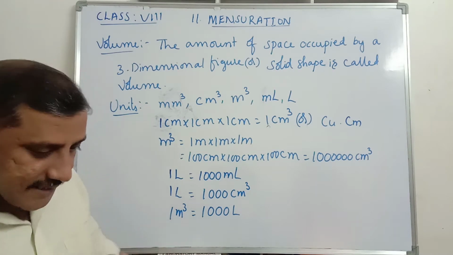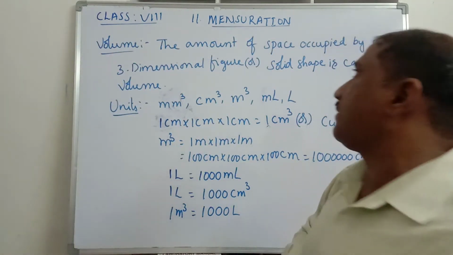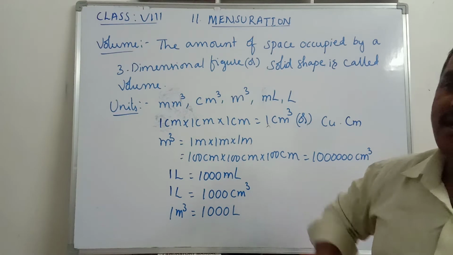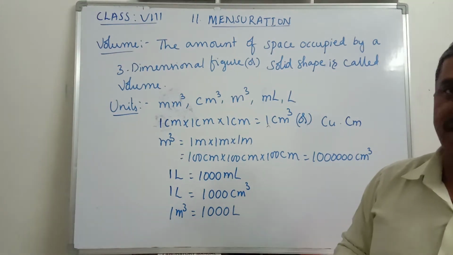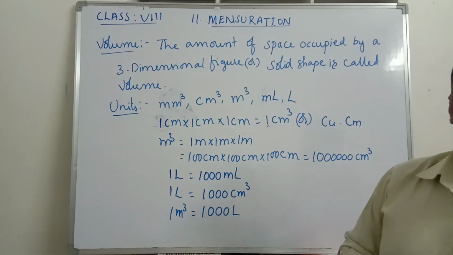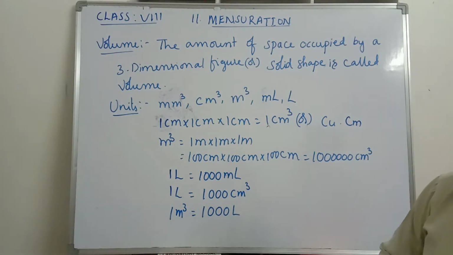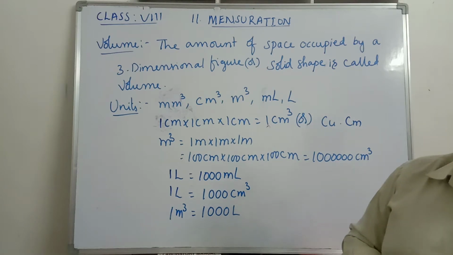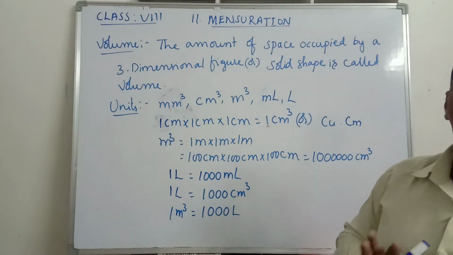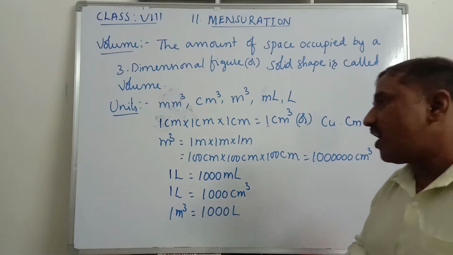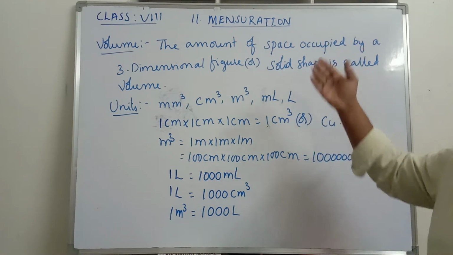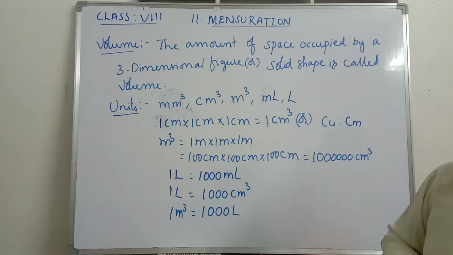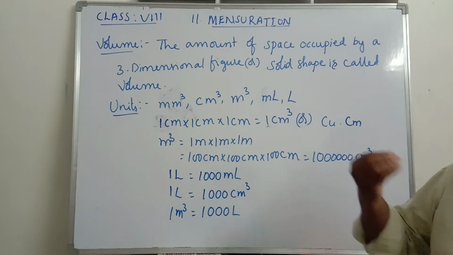So what we were discussing is the 11th chapter, mensuration. In the last class we discussed the surface areas of three-dimensional figures, that is the solid shapes like cube, cuboid and cylinder. Total surface area or the lateral surface area and the curved surface area of a cylinder. So today we are going to discuss the last concept of this chapter, it is volume. As I said, mensuration is a branch of mathematics which deals with the surface areas and volume.